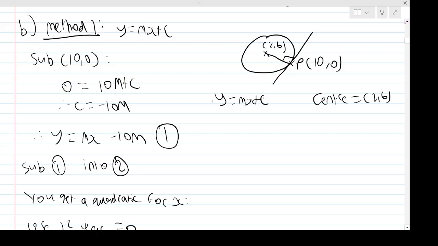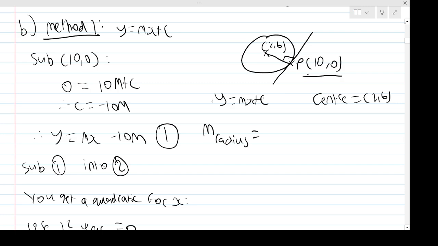So now I've got 2 points, so I can work out the gradient of the radius. I can call that m radius, say. Because now I know 2 points on the radius, the centre and P. It's (2, 6), it's a bracket, not a C. Anyway, I know the points (2, 6) and (10, 0) lie on the radius, so now I can find the gradient of it. So I do change in y over change in x.